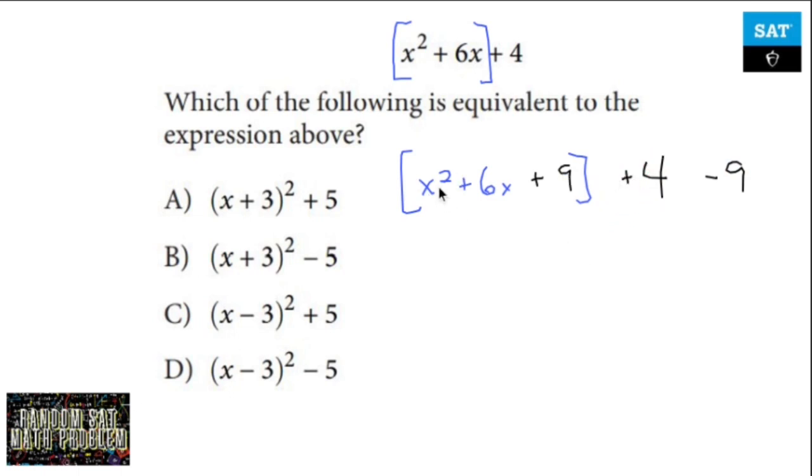So now what I have is something that FOILs out to x plus 3 squared plus 4 minus 9, which is minus 5.